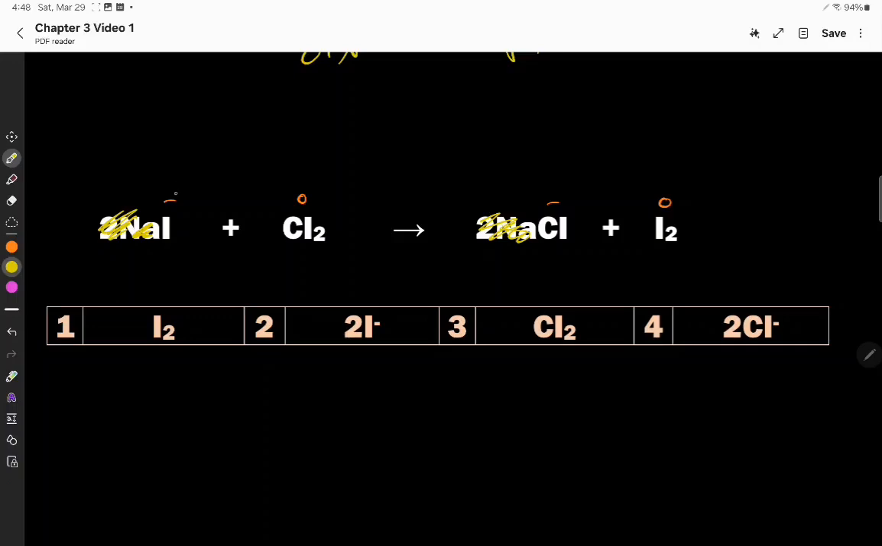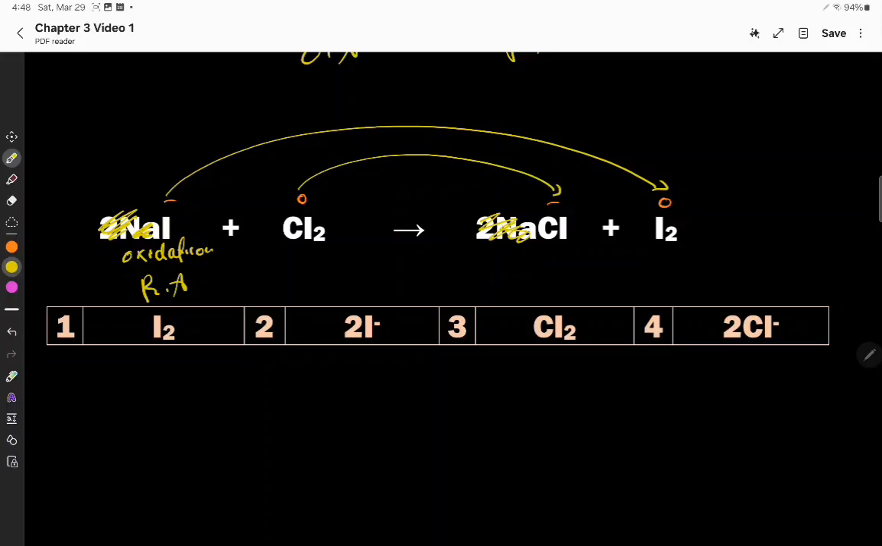Iodine from negative to 0. What happened from negative value to 0? It increased. So what happened to iodine is oxidation. So it will be reducing agent. Chlorine from 0 to negative. What happened to it? Decrease. So reduction. Here reduced. So it will be oxidizing agent.